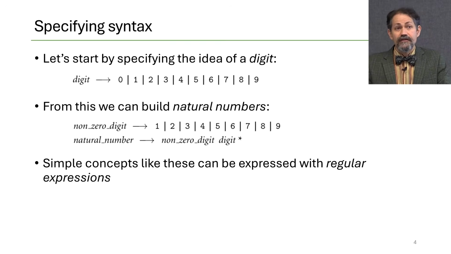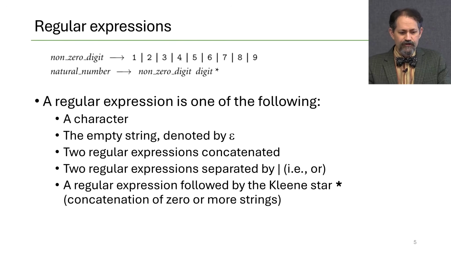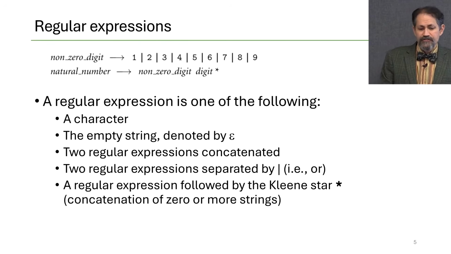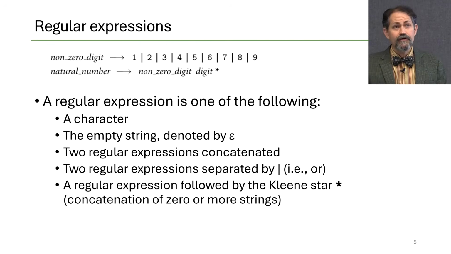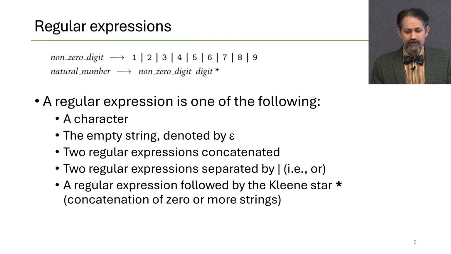So simple concepts like these can be expressed with what's called regular expressions. In fact, what we've looked at so far are regular expressions. A regular expression is one of the following. It can be a character. It can be an empty string, which is denoted by epsilon. It can be two regular expressions concatenated together, which means you sequence one first and then the other one. You can have two regular expressions separated by or, the vertical bar, so either this one or that one. So that's why we have 1 or 2 or 3 or 4.